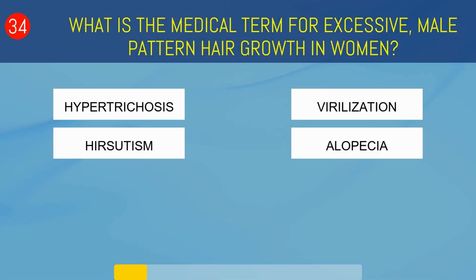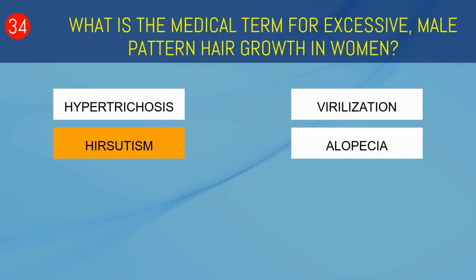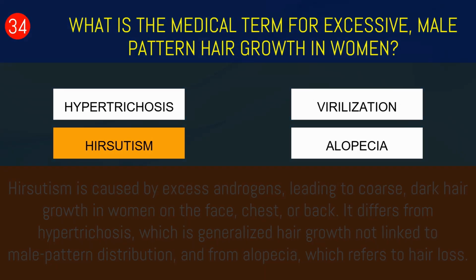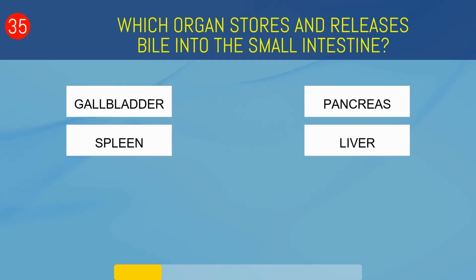What is the medical term for excessive, male pattern hair growth in women? Hypertrichosis, hirsutism, virilization, or alopecia? Hirsutism. Hirsutism is caused by excess androgens, leading to coarse, dark hair growth in women on the face, chest, or back.